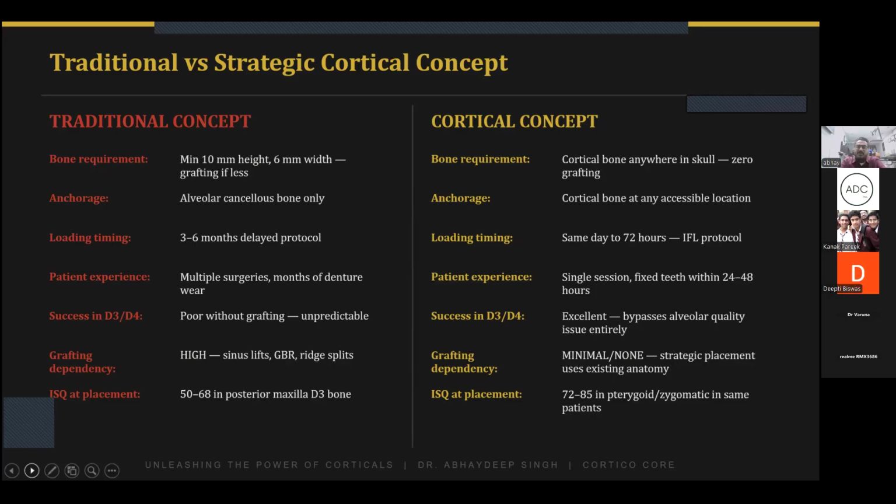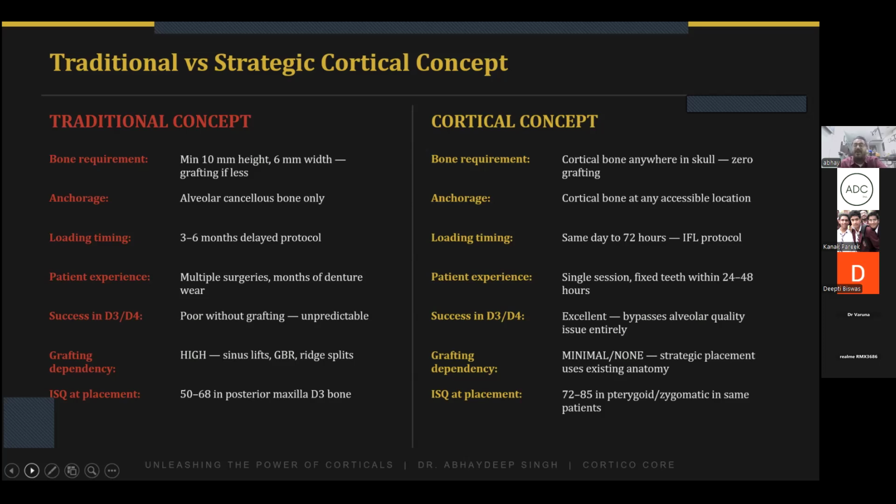Now, in this cortical concept, you engage long implants in the corticals, and you increase bone implant contact, BIC, by tilting those implants. You go for tilted implants, you go for cortical engagement, and there is no or minimal need for grafting, if you have strategically placed your implants using the existing corticals and the existing anatomy. You have identified the corticals and engaged them. You do not need any sinus lifts. You do not need any nerve lateralization procedures. No grafting is required. So it is technically easier than the conventional or traditional concept.